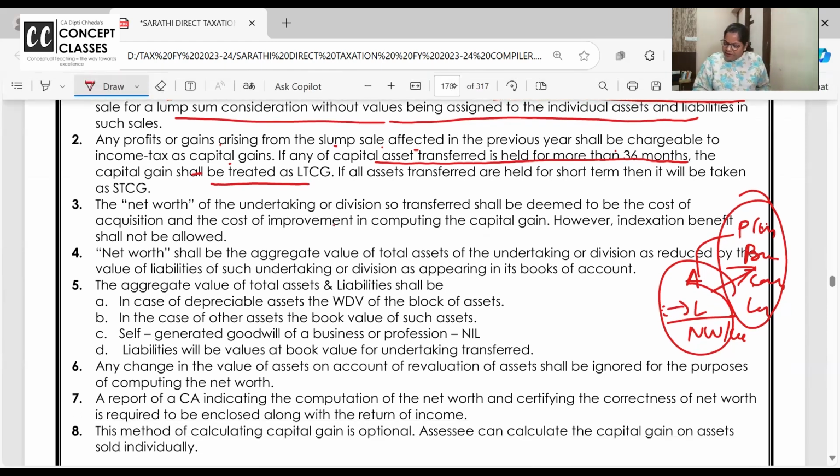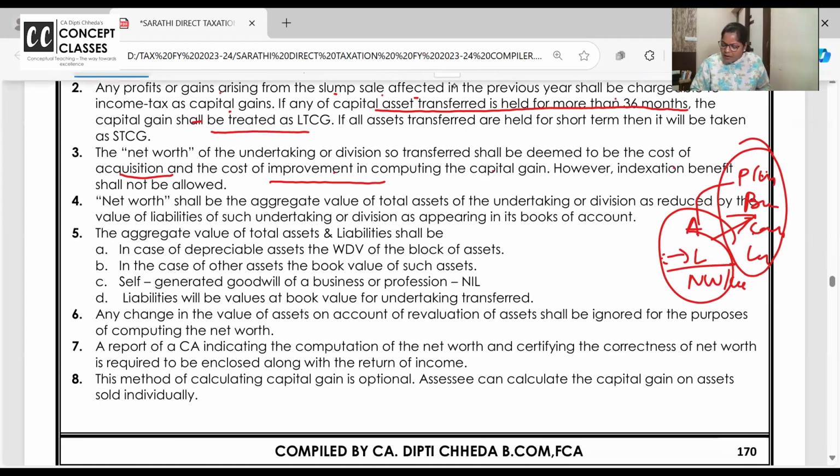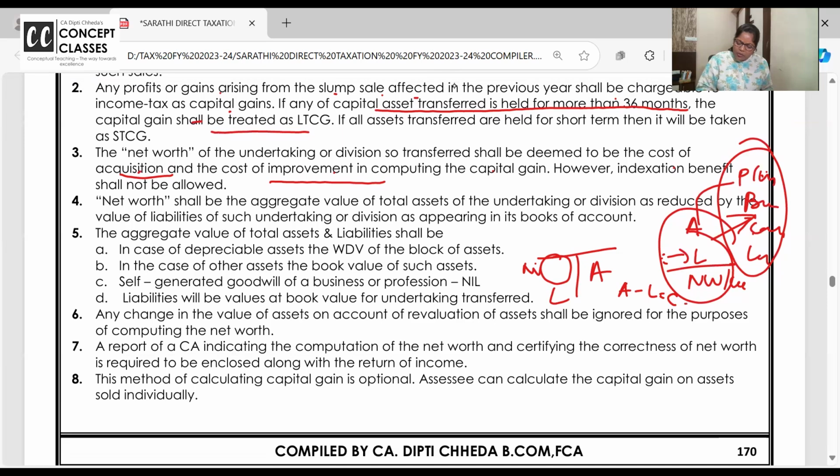The net worth of an undertaking or division so transferred shall be the cost of the acquisition and improvement. Because I am selling to you everything lump sum, what will be the cost? The cost will be the net worth. What is net worth? Assets minus liabilities. Clear to all of you? I hope you all know from the company's point of view, assets minus liabilities is net worth. In ratios also we do this. Net worth is share capital and reserves. Nothing but your old equation. Assets minus liabilities is capital. So net worth you have to take as the cost of acquisition and improvement.